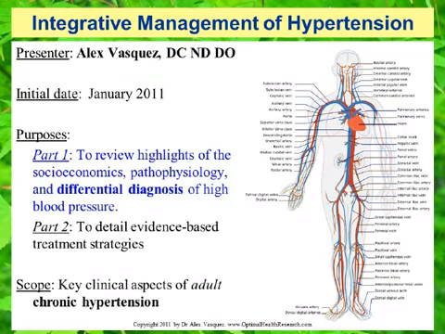Alex Vasquez, and the purpose of this presentation on the integrative management of hypertension is to review the highlights of the socioeconomics, pathophysiology, and differential diagnosis of high blood pressure. This presentation was first made in January 2011, and the scope is to review key clinical aspects of adult chronic hypertension. Future presentations in this series will detail evidence-based treatment strategies, including diet, nutrition, exercise, lifestyle, spinal manipulation, surgical techniques, and drug management.